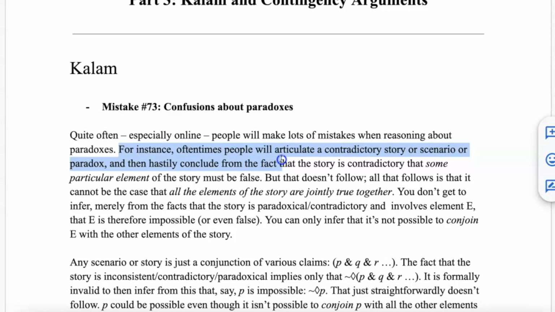But that doesn't follow, right? All that follows is that it cannot be the case that all the elements of the story are jointly true together. You don't get to infer, merely from the facts that the story is paradoxical or contradictory and involves element E, that E is therefore impossible or even false. You can only infer that it's not possible to conjoin E with all the other elements of the story.